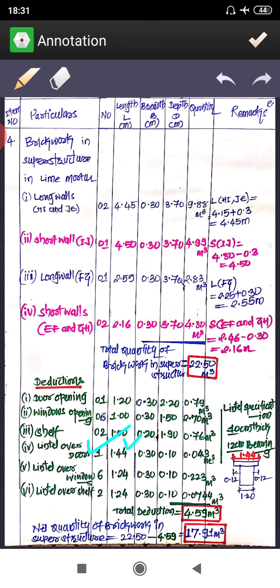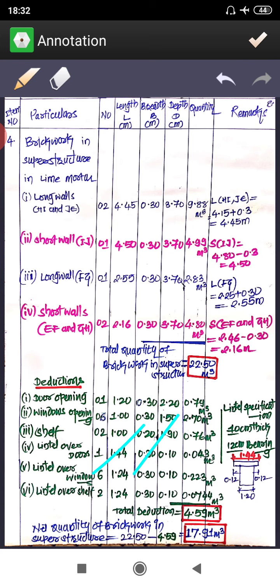Now the first and foremost thing you have to understand about the lintel is, the lintel thickness is 10 centimeter I have considered and it is having a bearing of 12 centimeter each side. Now the door width is 1.20, I have added 0.12 this side and 0.12 this side, so totally it is 1.44, right. So that I have written here. So one number of door, 1.44 is the opening and then 0.3 is the width and 0.1 is thickness. So the quantity of lintel over the door is 0.043, right.